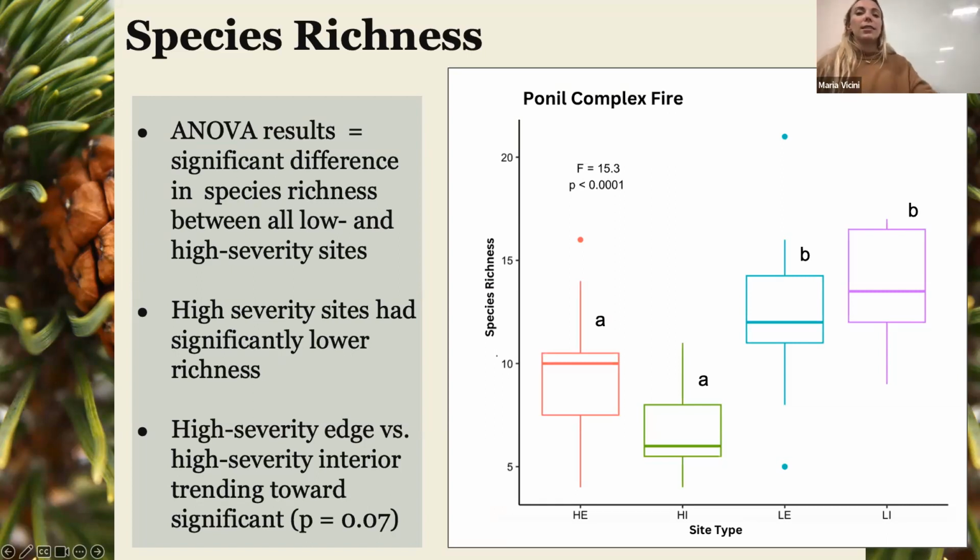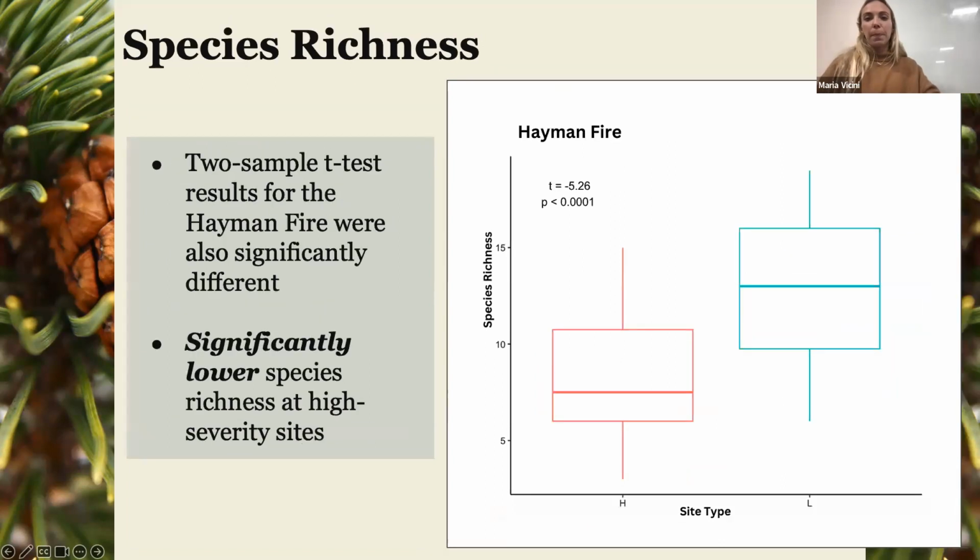And then post hoc tests indicated that overall, high severity sites were significantly lower in species richness than low severity sites. There was not a significant difference between groups of similar severity. However, the difference between high severity sites was trending towards significant with a p-value of 0.07. And then finally, I did not include the plot for the difference between shrub cover categories because there was no significance between low, moderate, or high shrub cover for species richness.